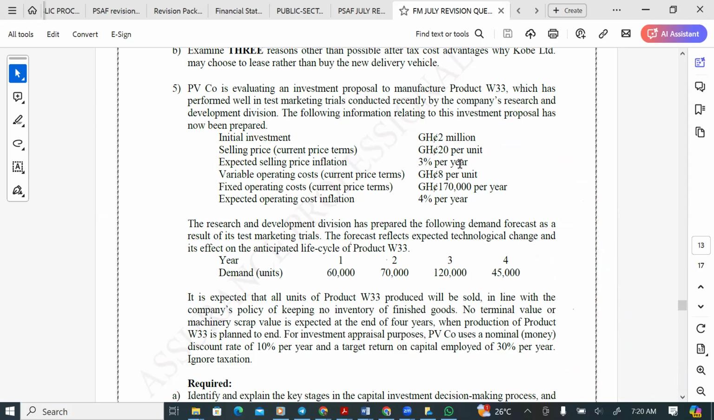So the discount rate is... Yes, please. Is someone talking? I said the discount rate. What is the discount rate? What are you talking about as a discount rate? They are saying that for investment appraisal purposes, PVCO uses the nominal money discount rate of 10% per year and a target return on capital employed of 30% per year.